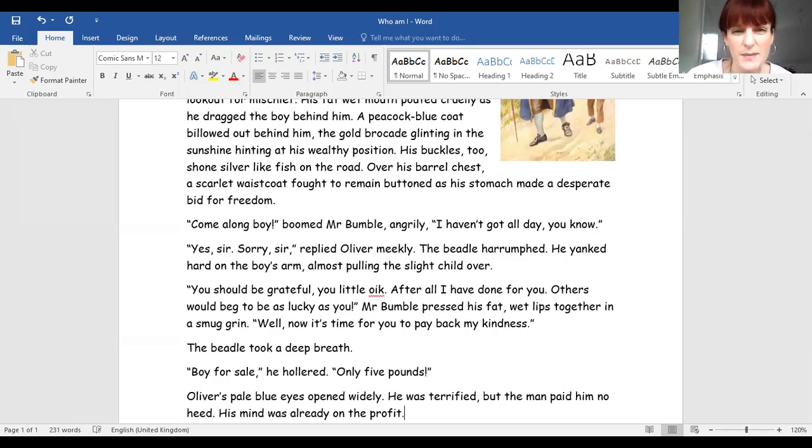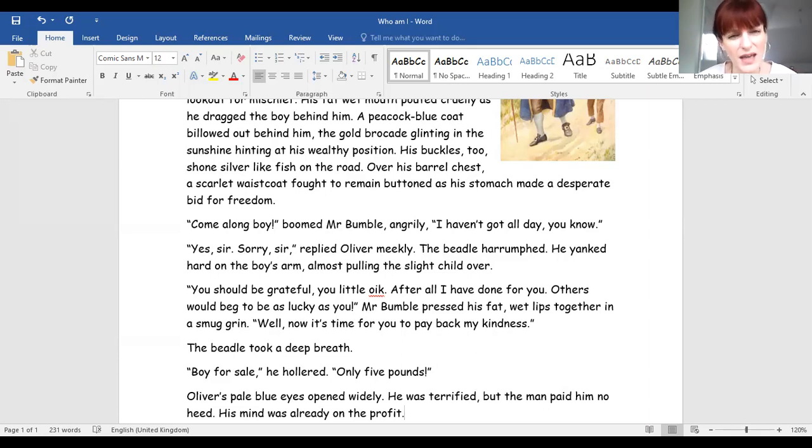Okay, the profit is the money that he's going to get. So you get a bit of the idea of what the beadle is like because of the language that I've tried to use, hopefully. You should get an idea of what he's like, and the fact that he's quite smug and self-satisfied. That's the sort of thing I want you to get across.